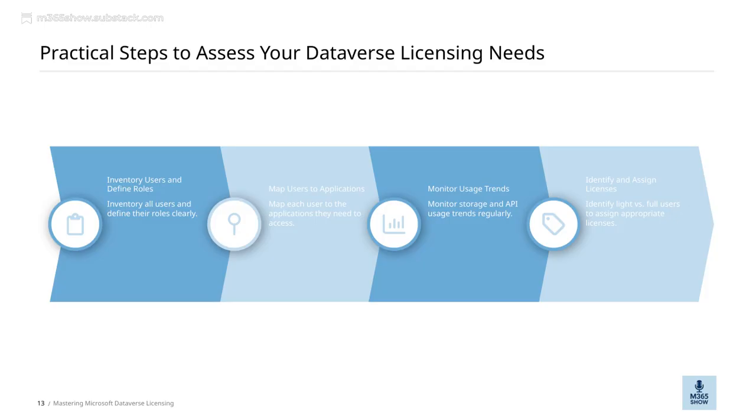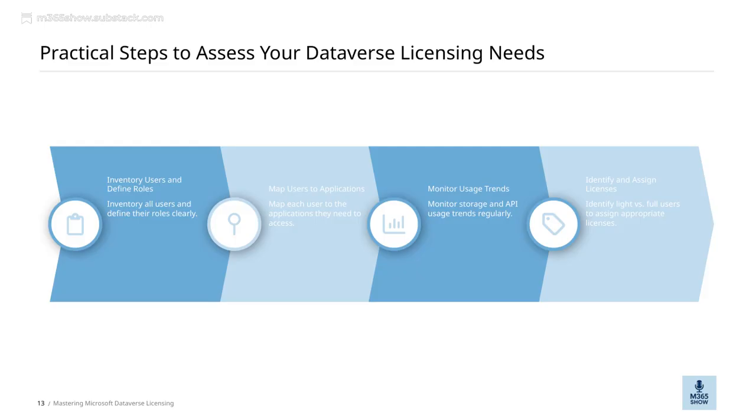Then, you want to map each user to the applications they need to access. This step ensures that users have the right permissions for their roles, which improves security and efficiency. Finally, it's important to inventory all users and clearly define their roles. This clarity helps prevent overlaps and gaps in access, making your overall environment more organized and manageable. By following these steps, you'll be well on your way to managing your Dataverse licensing effectively and aligning it with your organizational needs.